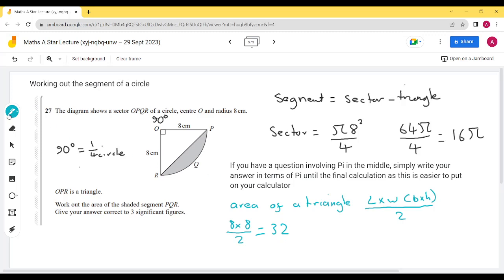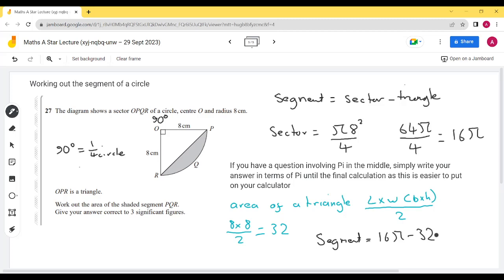And therefore, we can just do our final calculation. We can put in our calculator: our segment equals 16 pi minus 32. So again, we can use our pi button to shift and hit. So I'm going to type that in, and then just take away 32.